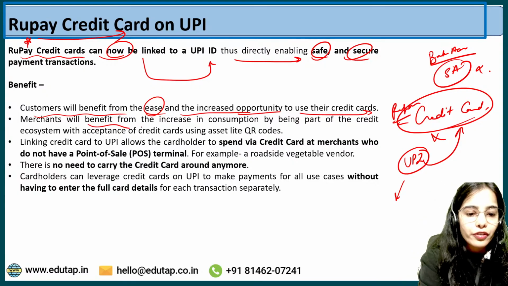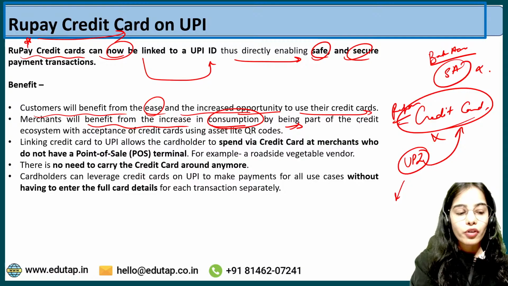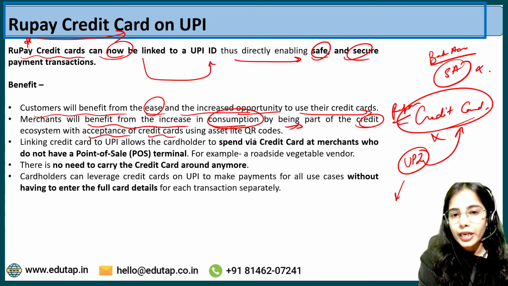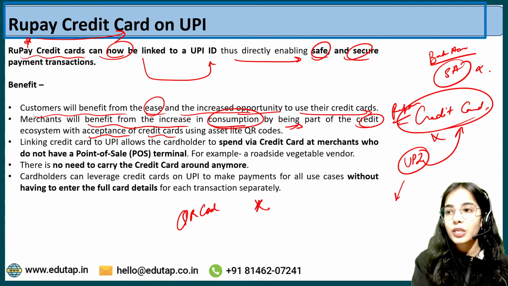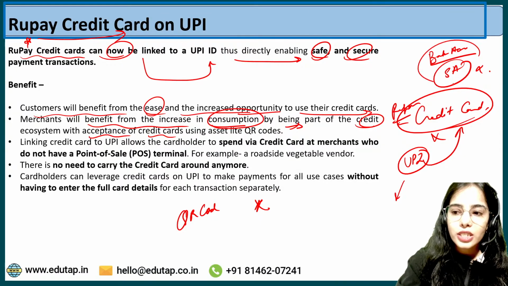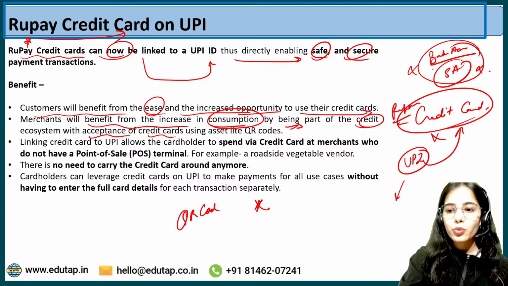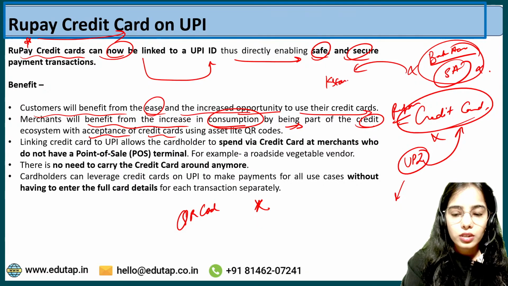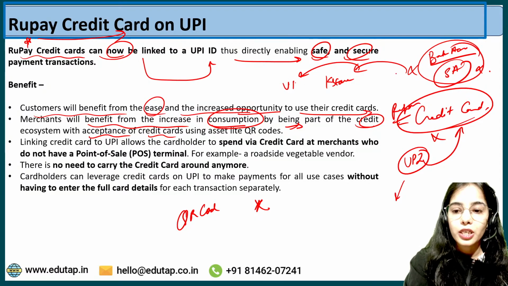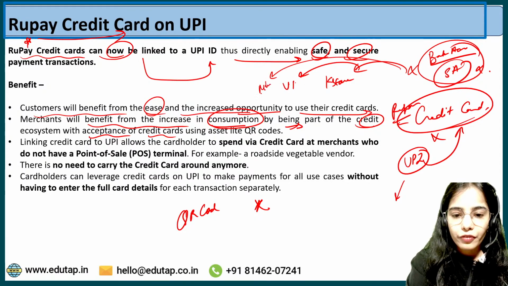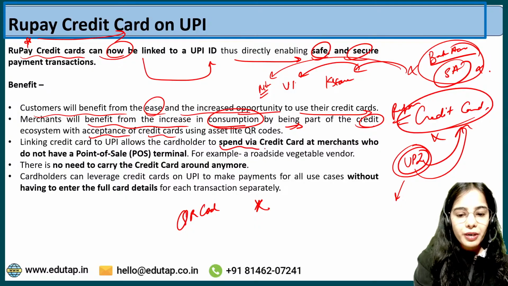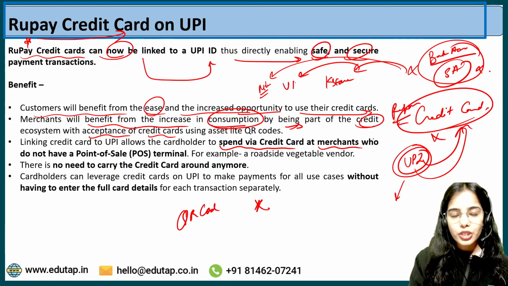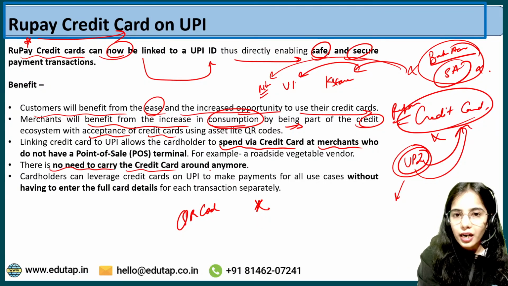Okay, merchants will benefit from the increase in consumption by being part of the credit ecosystem with acceptance of credit cards. Basically try to understand that many of the merchants only have QR codes, they do not have the POS machine, especially the vegetable seller. Now let's say that in your savings account you do not have the money, but you have to give money to the Kirana store, or to the vegetable shopkeeper, or to the milk vendor. So you can just give the money through your UPI system that is connected with your RuPay credit card. Okay, so you can spend via credit card at merchants who do not have point of sale machines, who do not have the machines that are used for credit cards. There is no need to carry the credit card anymore.